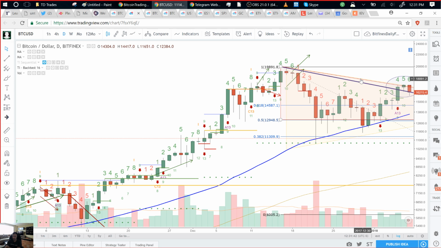Okay? Though we did break out of a smaller triangle, because you could have drawn a symmetric triangle using this point and this point. So not only that, I have another bullish sign: it looks like a breakout of a symmetric triangle that's taking place at the top, including the high.